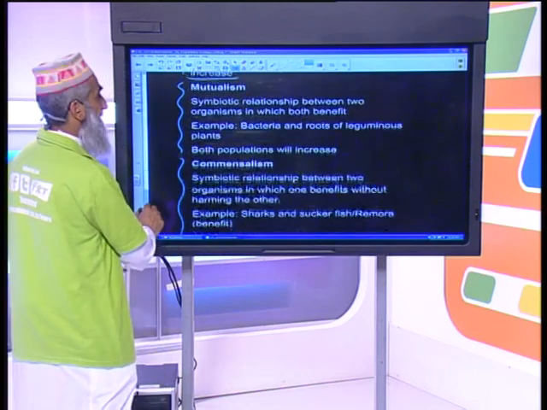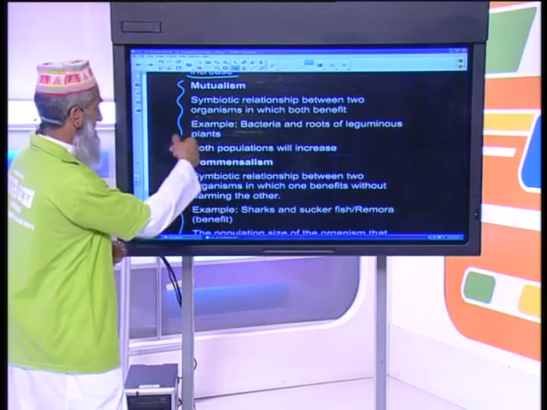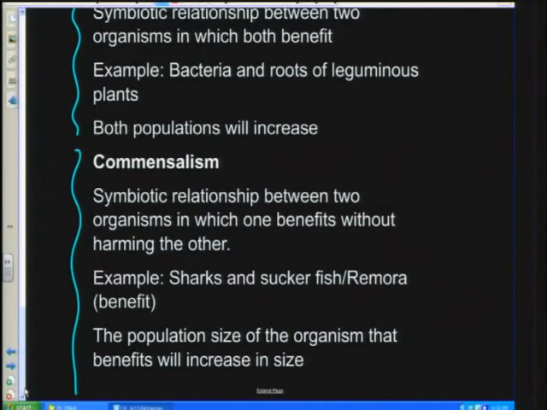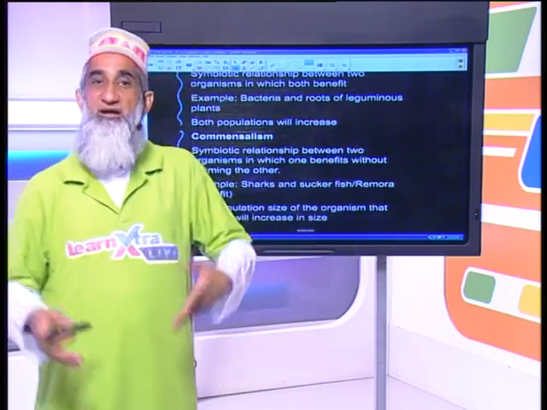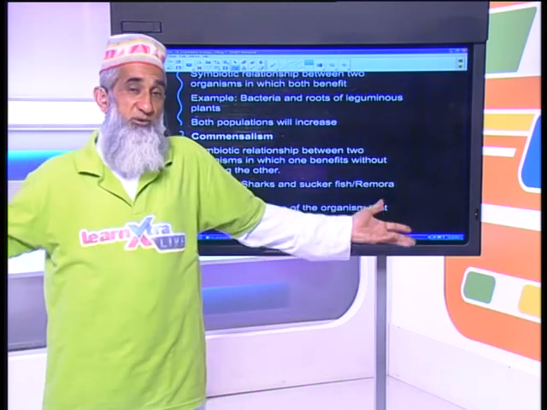In mutualism, because they are benefiting each other, both the populations will increase in this relationship. And in commensalism, the population of the organism that benefits will increase in size. The other one will not increase, nor will it decrease. There's no harm and no benefit, so it's not going to affect its population size.